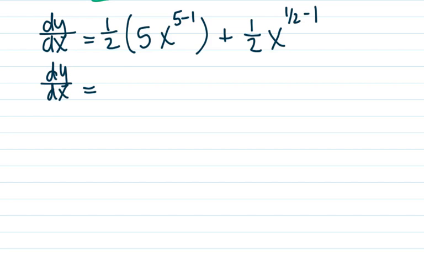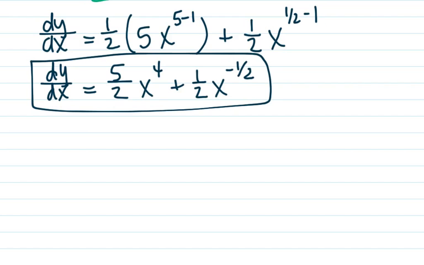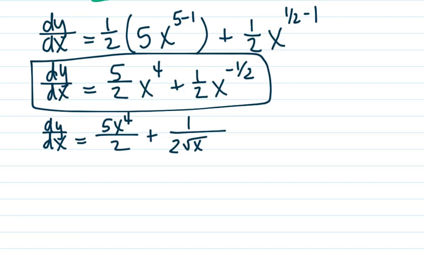Okay, so 1/2 times 5 will give me 5 over 2. That becomes x to the 4th. And then this becomes 1/2 x to the negative 1/2. So again, you can leave it in this form. That's what I do when I do these problems. But again, on multiple choice, if you were to simplify this back, it might look like the following: 5x to the 4th over 2 plus 1 over 2 square root x.